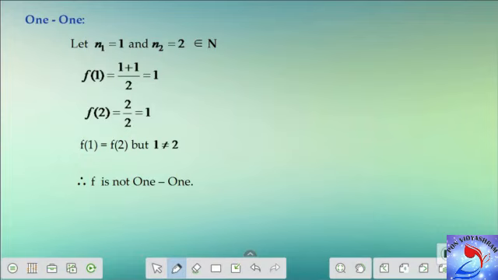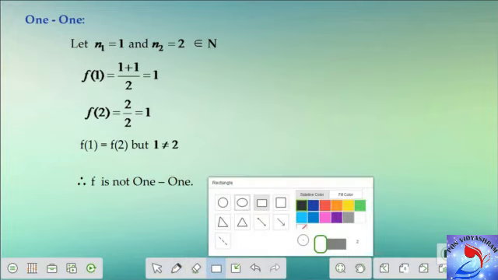Let's check for 1-to-1 first, for which let me take two elements called n1 and n2 from the domain set, that is from the first set of natural numbers. As I normally do, I'll put it as a diagrammatic representation. Here it is.